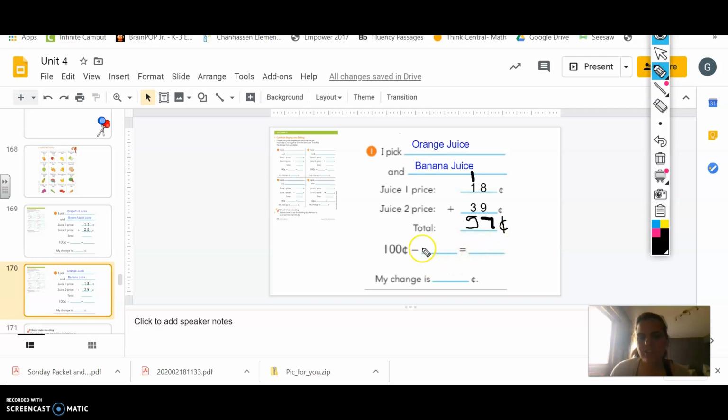So now I'm going to take my total 100 cents because I'm going to give the cashier $1, and that cashier is going to owe me money back.